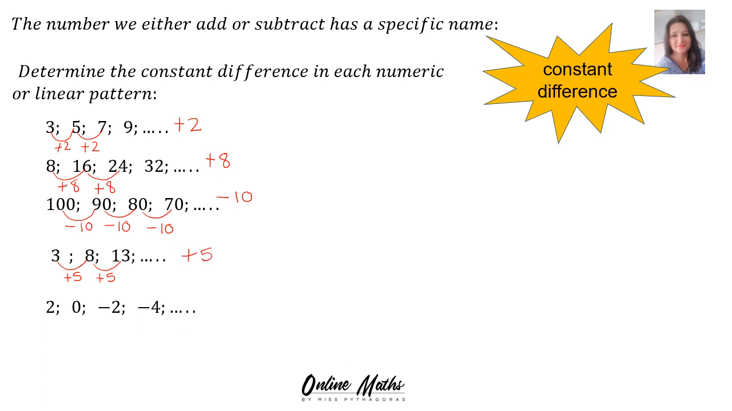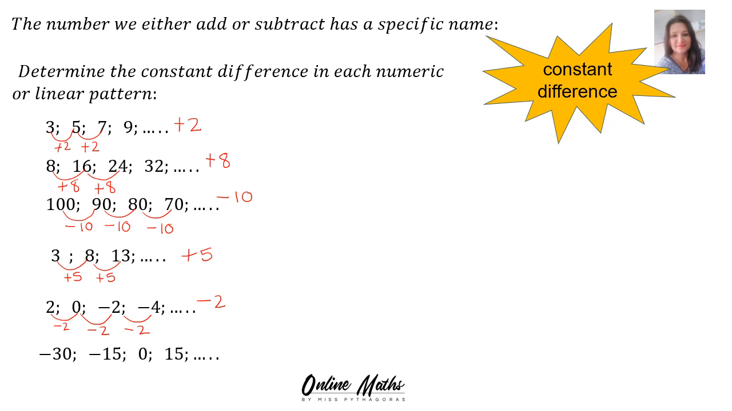When I give you the sequence 2, 0, -2, -4, to go from 2 to 0, you subtracted 2. To get from 0 to -2, you subtract 2. To get from -2 to -4, you subtract 2. Therefore, the constant difference for that linear pattern is -2.